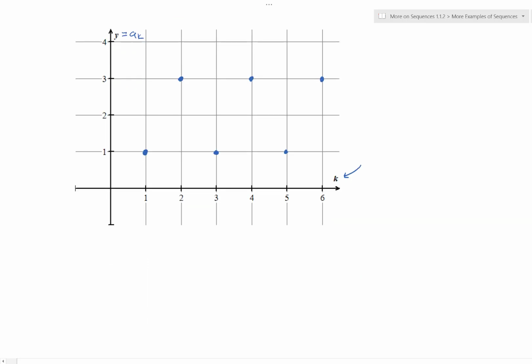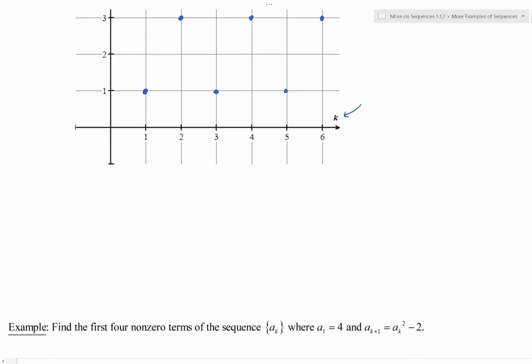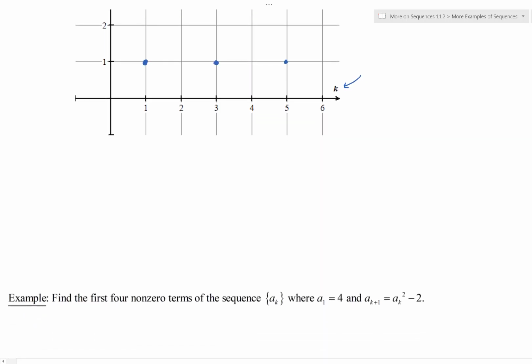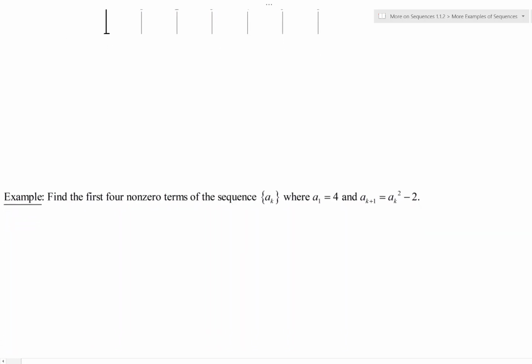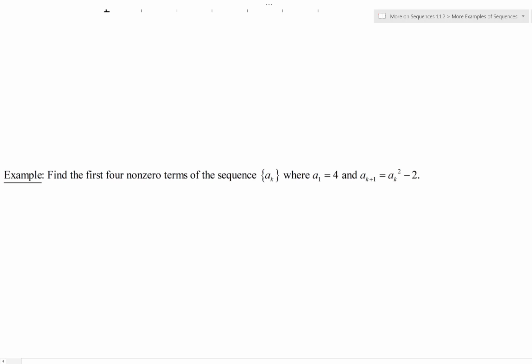Let's take a look at an example of a recurrence relation. So in this next example, we would like to consider the sequence a sub k where a1 is assumed to be 4, and then the sequence is defined recursively where the next term, a sub k plus 1, is the previous term, a sub k, squared, and then minus 2. So let's find the first 4 non-zero terms in this sequence.